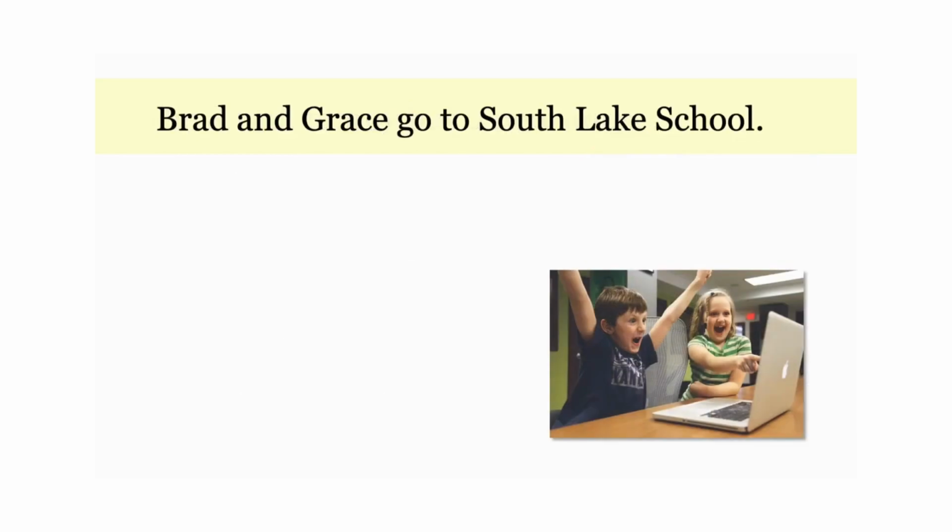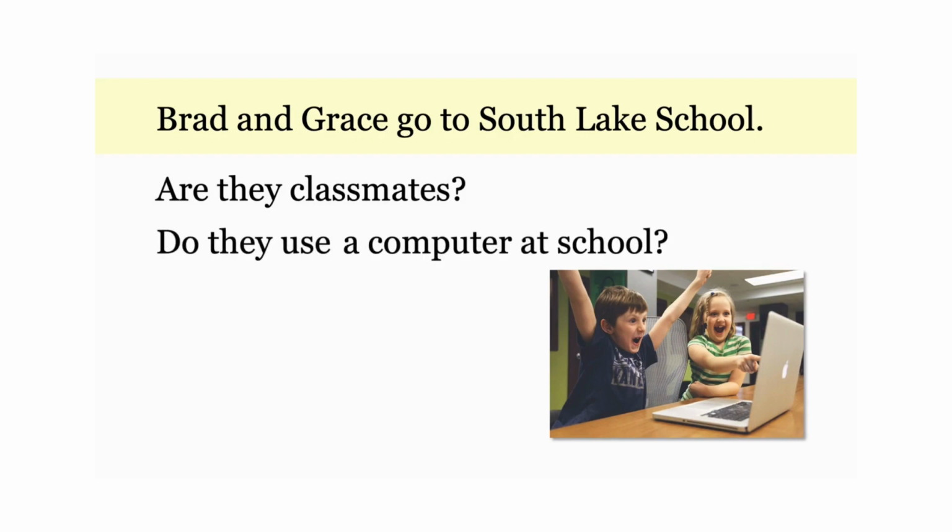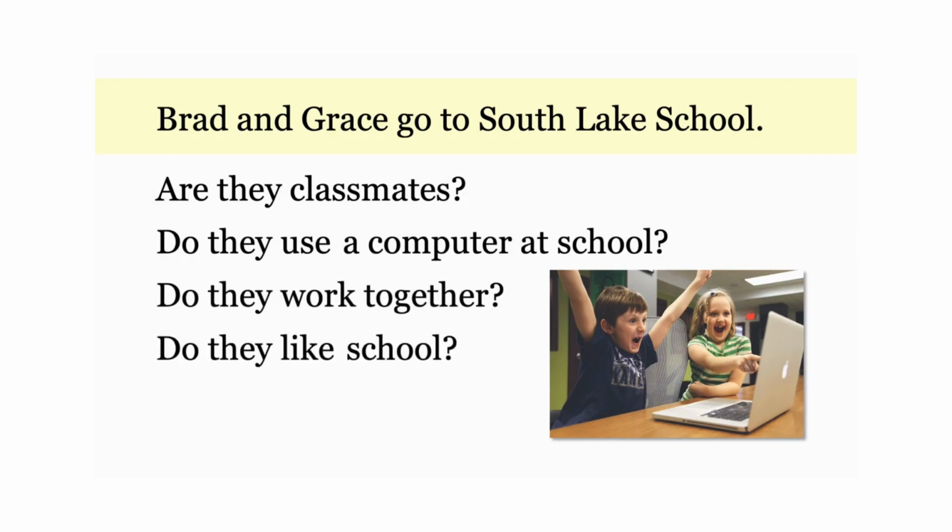Brad and Grace go to South Lake School. Are they classmates? Do they use a computer at school? Do they work together? Do they like school? Notice the first question. Are they classmates? There's no do or does here because this is the be verb. But look at these other questions. They all have another verb, use, work, and like. To make these questions, we need the main verb, use, work, or like in the simple form and a do at the beginning.